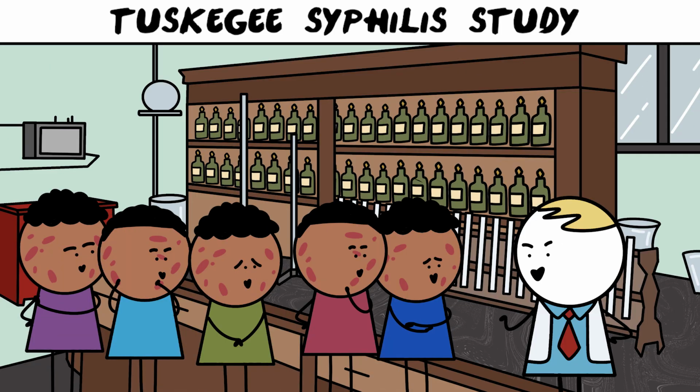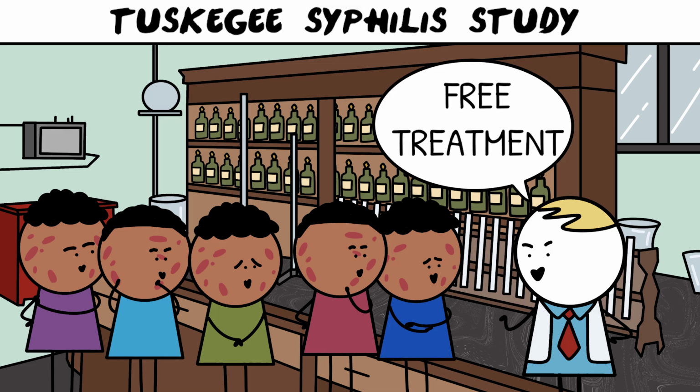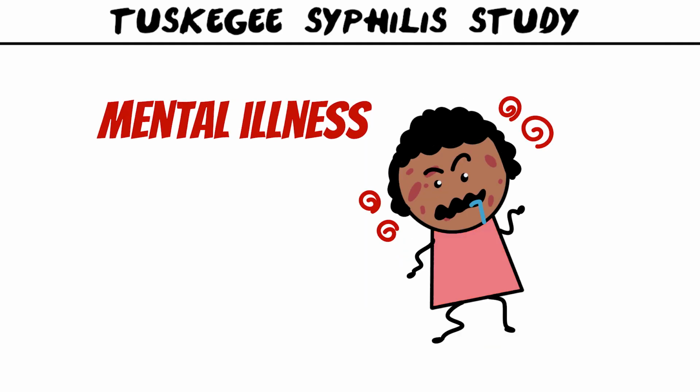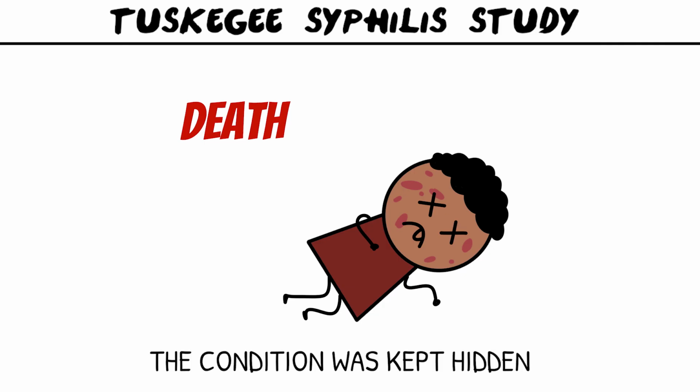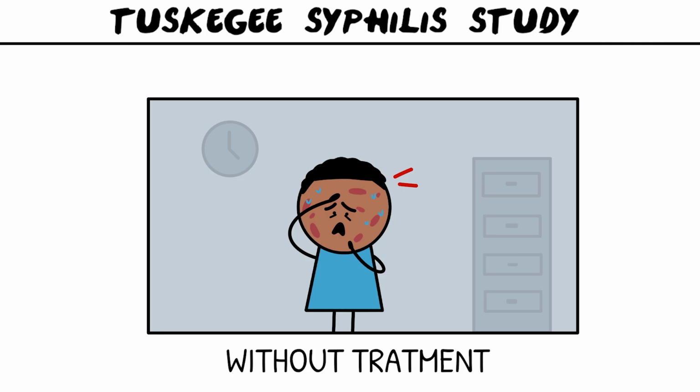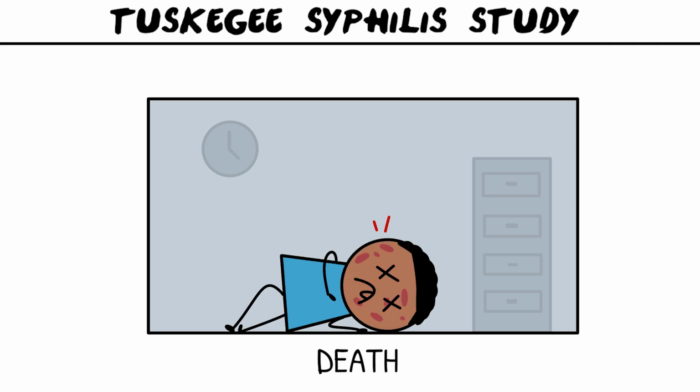To encourage their participation, they were promised free treatment, but they were not informed about the true purpose of the study. Despite risks such as blindness, deafness, heart disease, mental disorders, and death, the condition was kept hidden from the participants. The real goal was to observe the natural progression of the disease without treatment, including until death and autopsy.